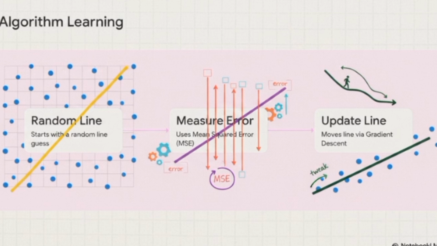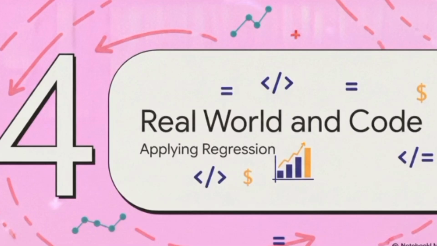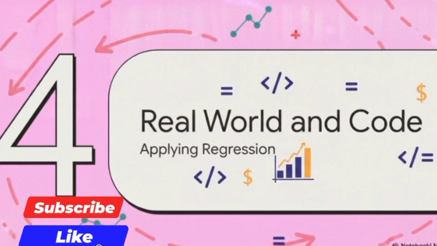Guess, measure the error, tweak the line. Guess, measure, tweak. It loops until the error is minimized as much as absolutely possible. When it finally stops, that final line is your fully trained machine learning model. How cool is that? All right, let's wrap this up with Section 4, real world and code.